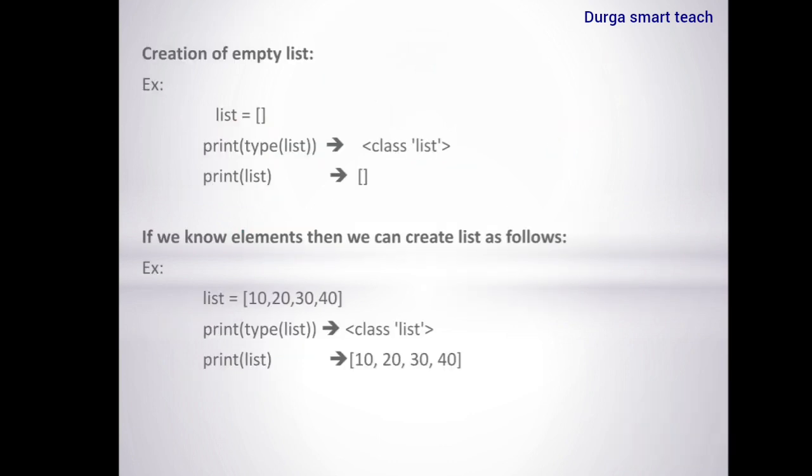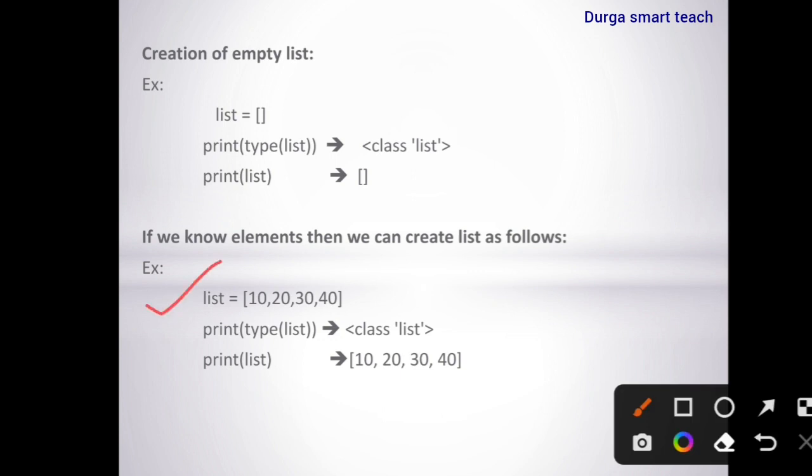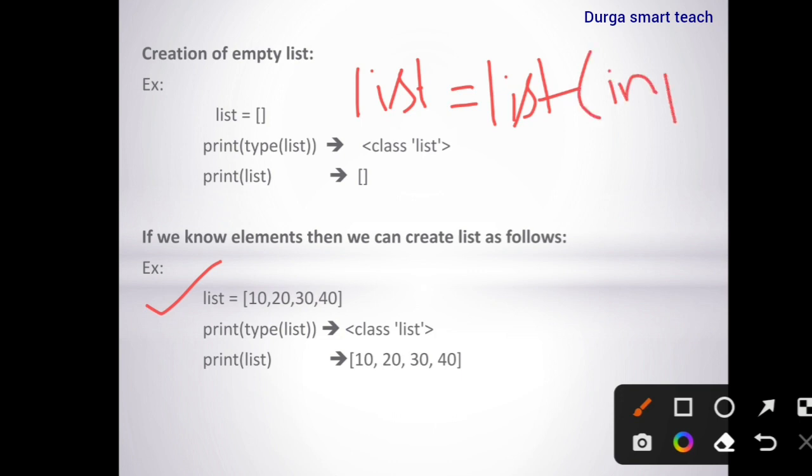If you know the elements already, you can use this. If you want to enter the list items through keyboard, you can use this syntax: list is equals to list of input of enter values.